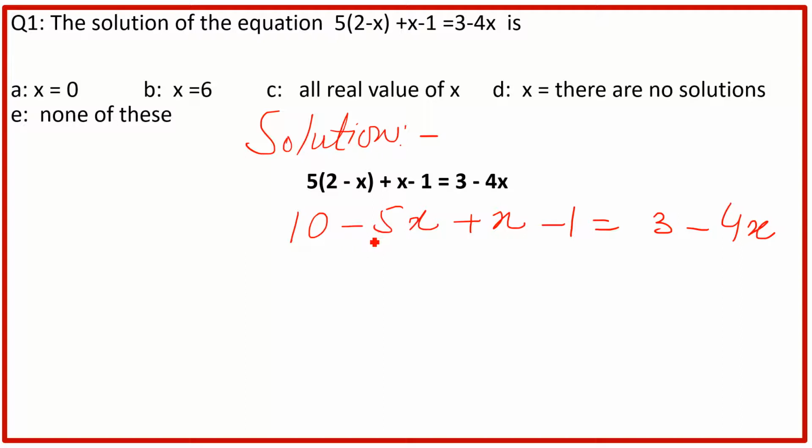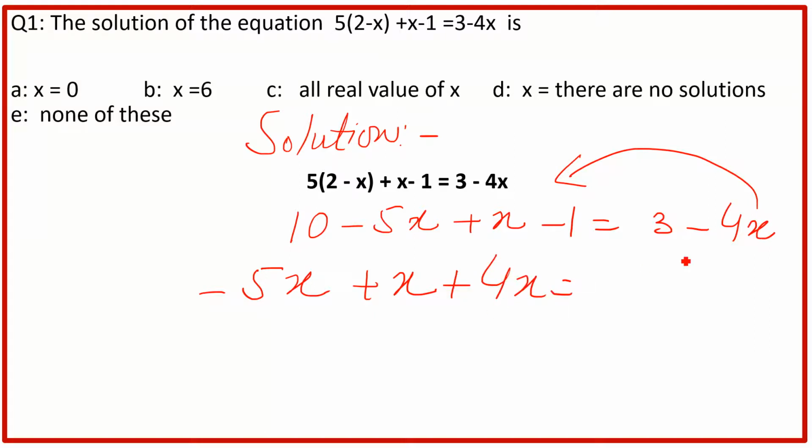This minus 5x will remain the same on the left hand side. This positive x, only this negative we have to take the transpose. Now whenever I say transpose, it means you have to change the sign and take that term to the other side of the equation. We have only 3 on our right hand side, so we have to take the transpose of this 10 and negative 1. These two are constants.